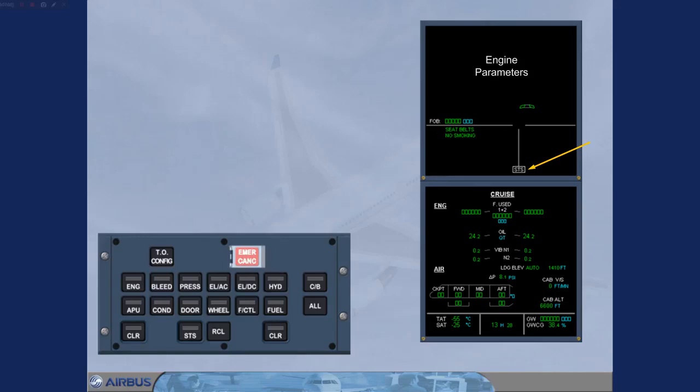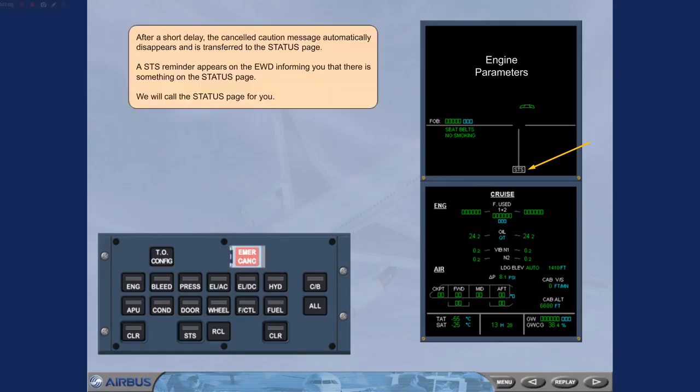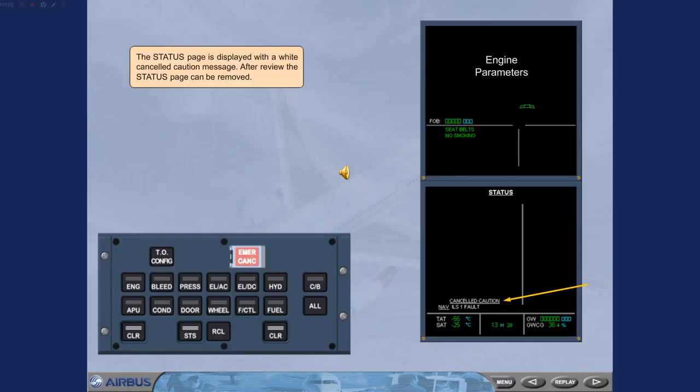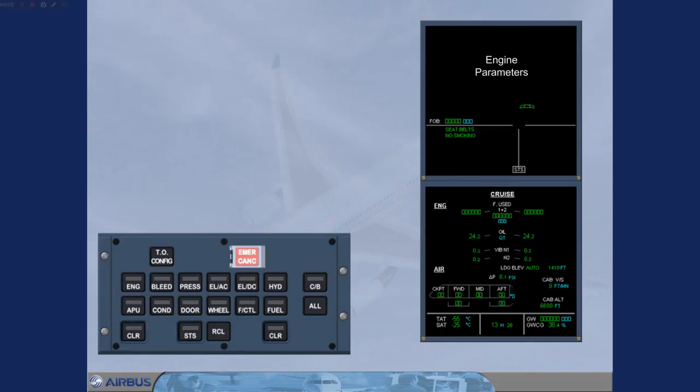We will call the status page for you. The status page is displayed with a white cancelled caution message. After review, the status page can be removed. The cruise page returns on the lower Ecam display, and there is a status reminder on the engine warning display. For the rest of the flight, you will not be alerted each time the Ecam system detects a fault with ILS1. Now let's see how we can recall the cancelled caution by pressing the recall key.